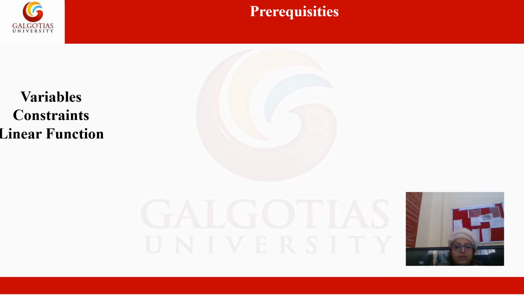The next are the constraints. These are the linear equations which arise out of the practical limitations. So, we should know what the linear constraints are. Along with that, we have the linear functions. As we know, a linear function contains items each of which is composed of only a single and continuous variable, right? And these prerequisites are very useful in understanding the concept of linear programming.